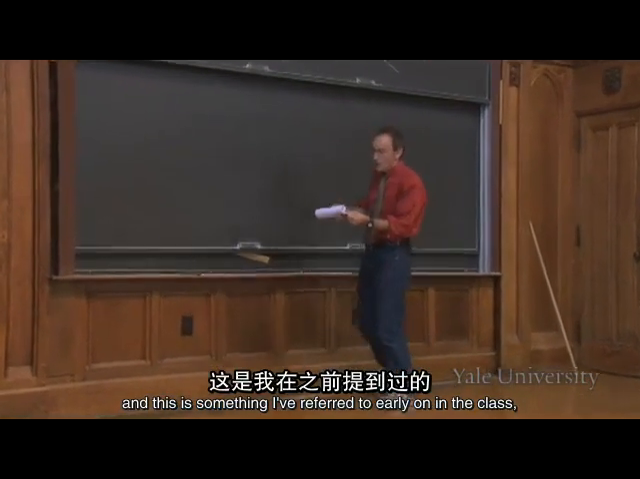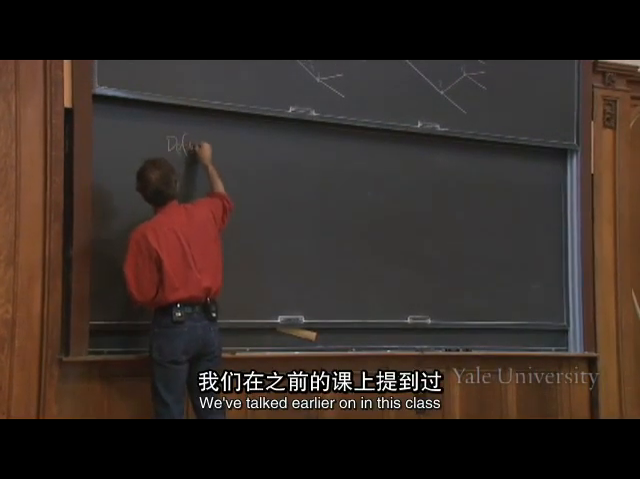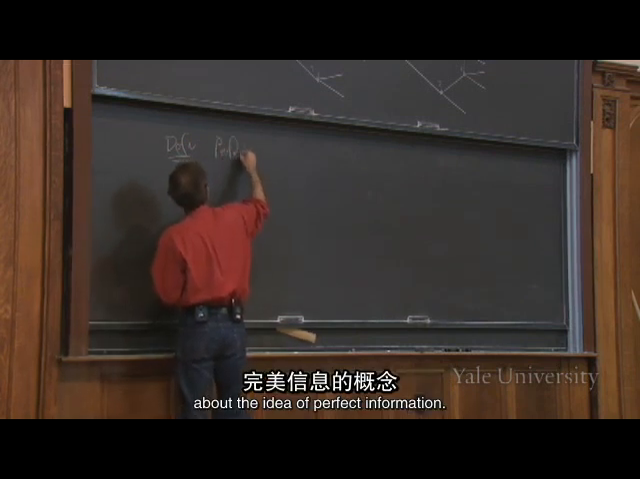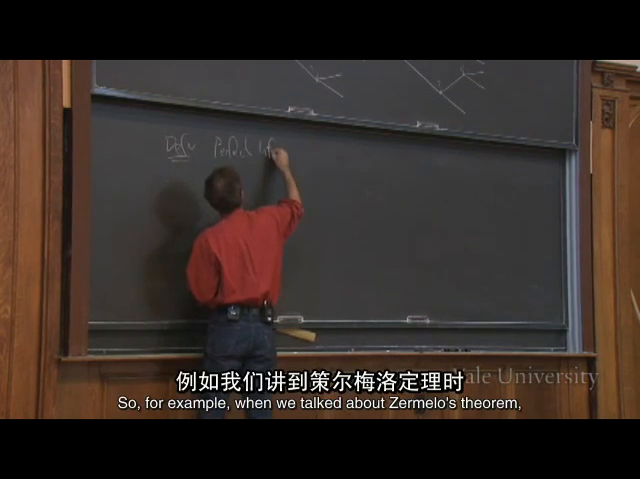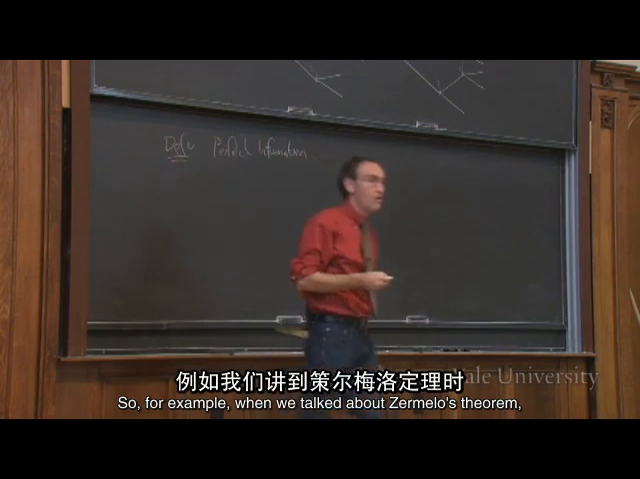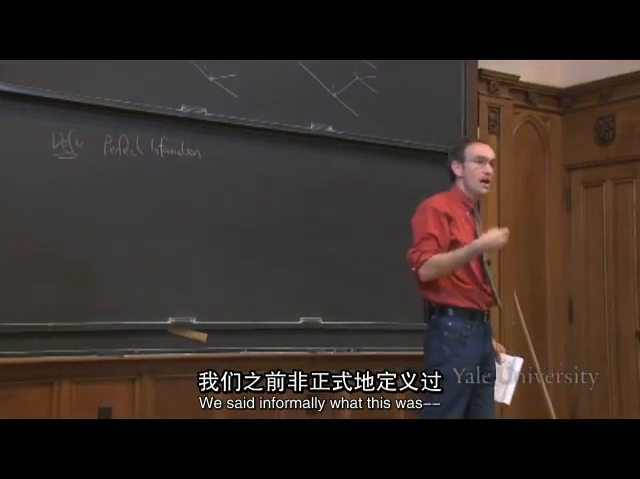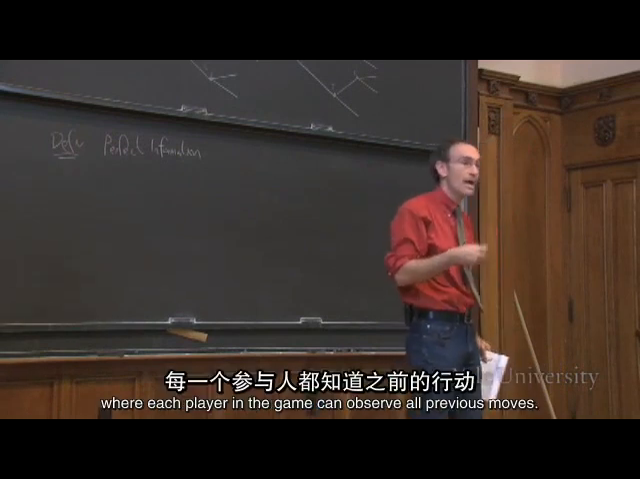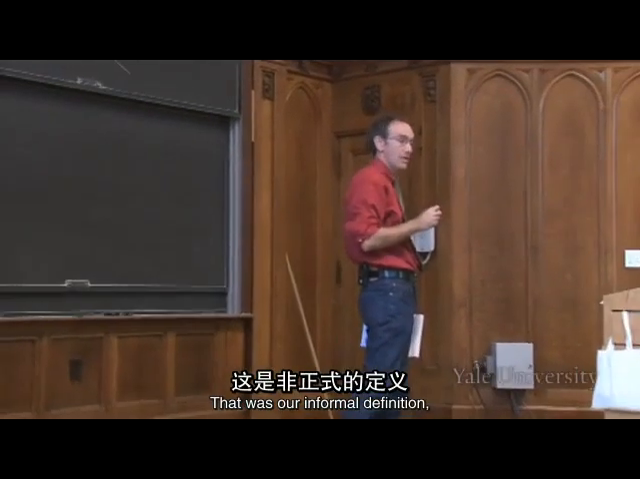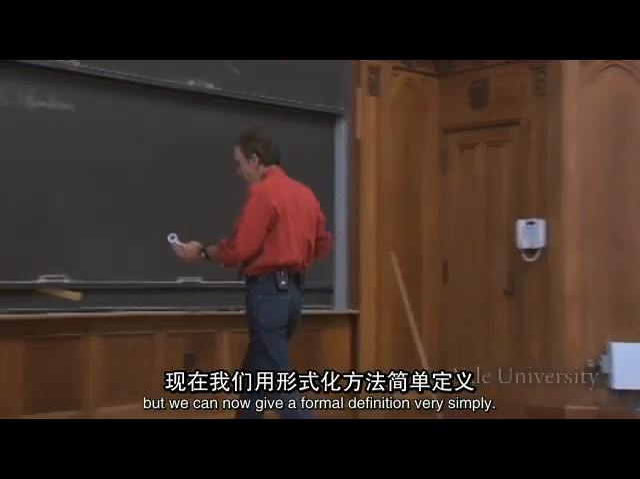And this is something I've referred to early on in the class, but I want to be formal now. Now we can be formal. We've talked earlier on in this class about the idea of perfect information. So, for example, when we talked about Zermelo's theorem, we talked about games of perfect information. And we said informally what this was. A game of perfect information is a game where each player in the game can observe all previous moves. That was our informal definition, but we can now give a formal definition very simply.